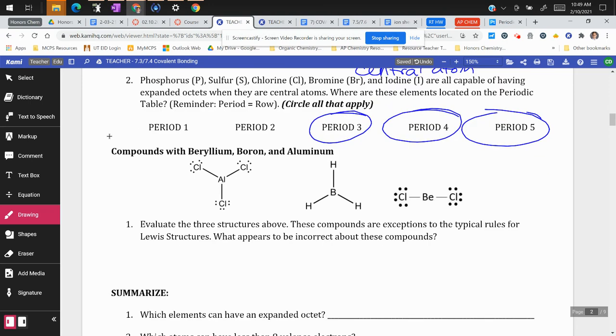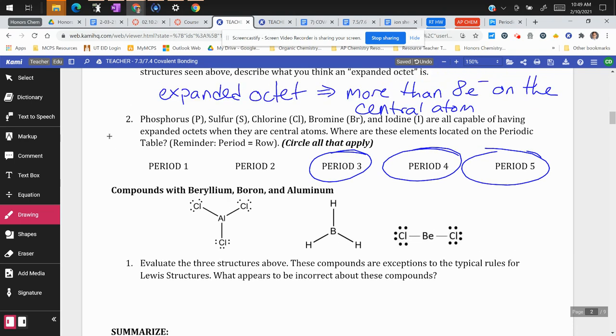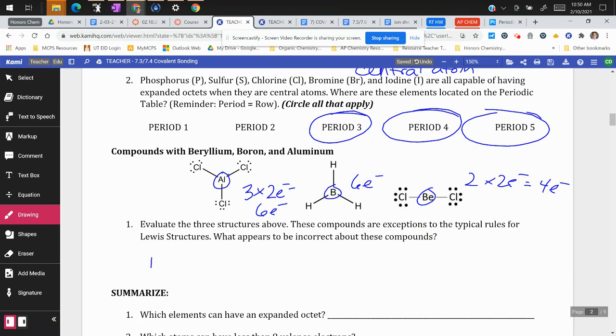We also have some compounds here, beryllium, boron, and aluminum. These compounds are exceptions to the typical rules for Lewis structures. Let's think about what appears to be incorrect about these. Well, if I look at aluminum, it's got 3 bonds times 2 electrons. That's only 6 electrons. Boron has the same thing, only 6 electrons. And beryllium has 2 bonds times 2 electrons. That only has 4 electrons total. All of these are referred to as atoms with an incomplete octet, or less than 8 valence electrons.